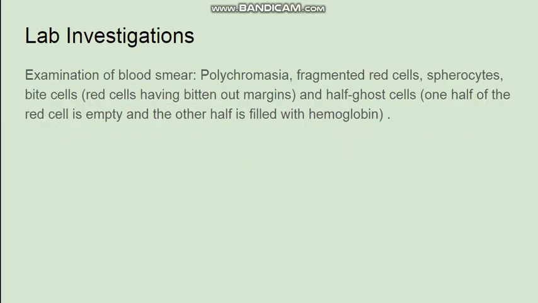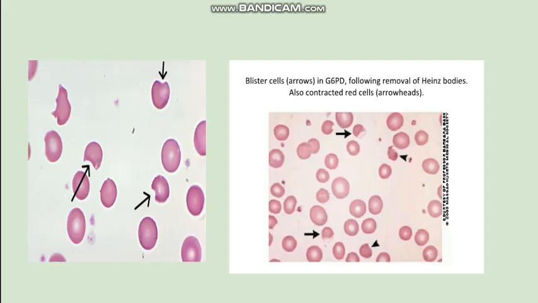Now going to the lab investigations. Firstly, on blood smear. This is the primary investigation. In this picture you can see these are the bite cells. So what is a bite cell? Whenever the red cell membrane is damaged, the splenic macrophages take a bite of it. They remove the dirty part, the damaged part of the red blood cell.